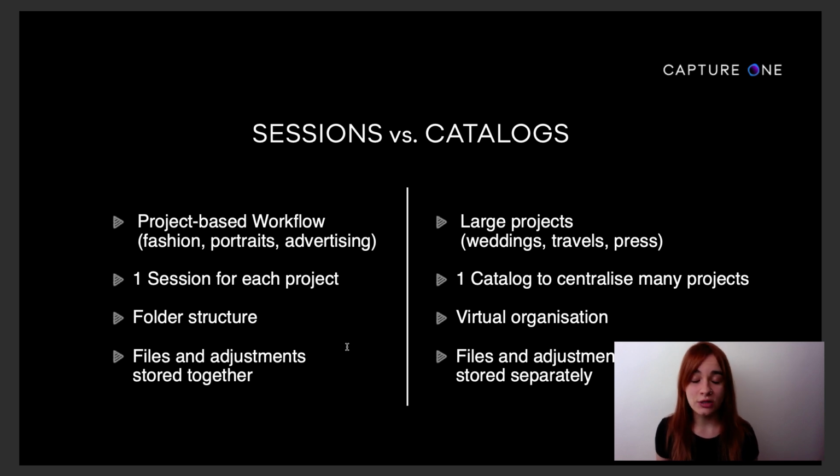On the other hand, we have the catalog workflow, which is more familiar probably to those of you who are coming from Adobe software. The idea behind catalogs is to have one file that will centralize many projects. So you wouldn't create a catalog for each project, but one catalog to have all of your projects there at hand. It's meant for large projects, also for weddings, travel, press, whatever is more related to reportage or a large number of files per project. There is no folder structure, okay? It's all based on a virtual organization. And the idea in the catalog is that the files are kept somewhere, like on a hard drive, it can be an external or local hard drive, and the adjustments are kept separately inside the catalog. Okay, these are the main differences between these two workflows.